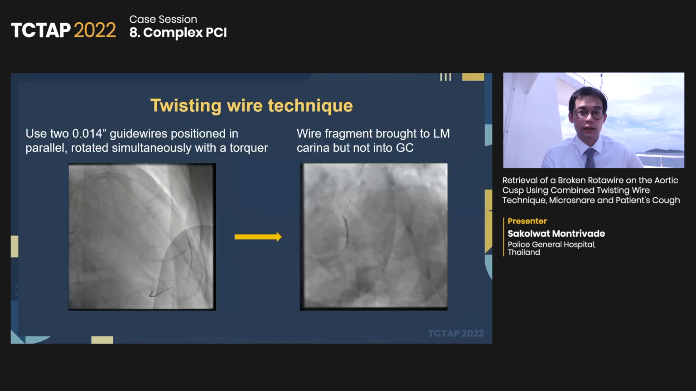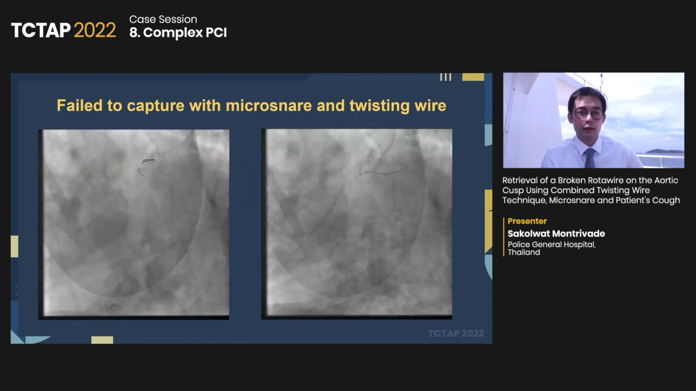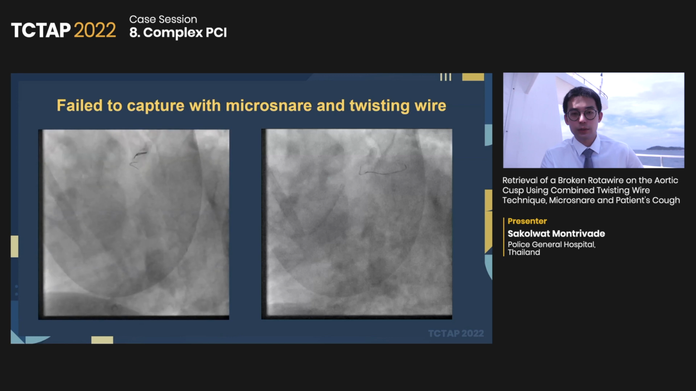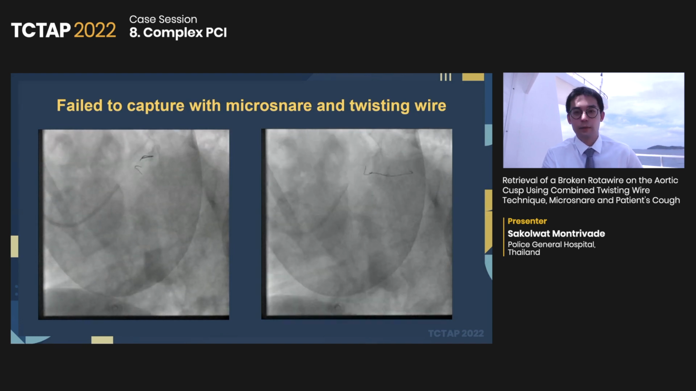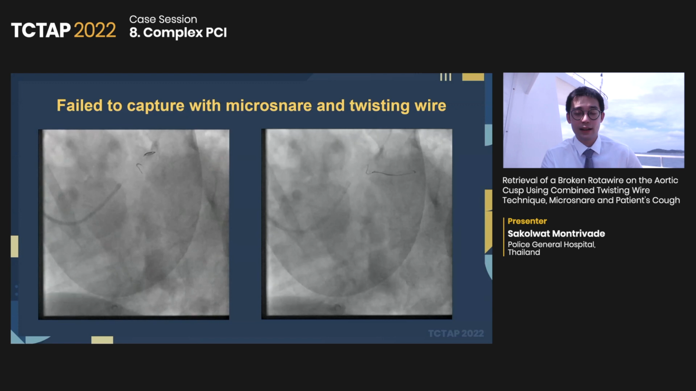First, I used the twisting wire technique by inserting two workhorse guide wires positioned in parallel and rotating simultaneously with a torquer. And we could bring the wire back into the left main carina, but not into the guiding catheter. Again, I tried to switch to micro snare, but it failed to capture. And the second attempt of switching wire technique could not grasp the wire and bring it to the guiding catheter.